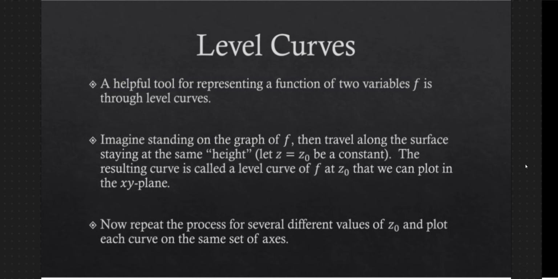The idea is to pick a point on the graph of f. So you have this function, you want to better understand it, how it works, what it looks like. So pick a point on the graph of f at some height, at some z value, and then travel on the surface, right? The graph of f is some surface. Travel on that surface without moving up or down in the z direction. So remain at a constant height, and what you'll get is a curve that's traced out. So let me show you what I mean by that.